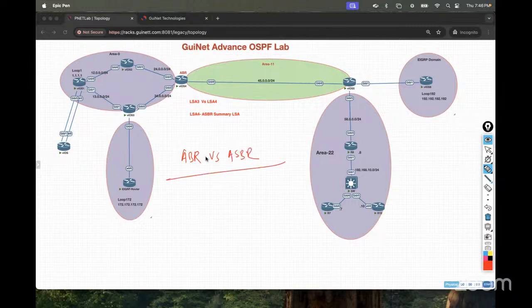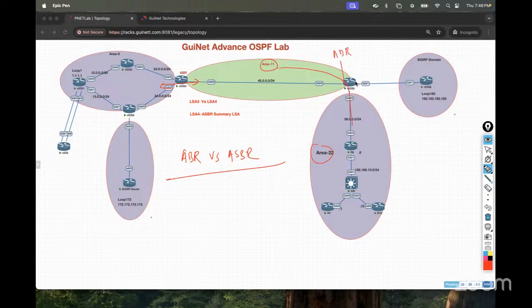Okay, so this term you have to understand. ABR is just a router which is connecting two areas. So you can see this is the ABR. But let's suppose I have some other routing. Let's suppose you have this area, this is area 11, this is area 12. If you want to make the communication, this is going to act as the ABR, the area border router.